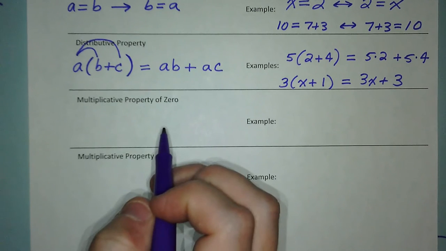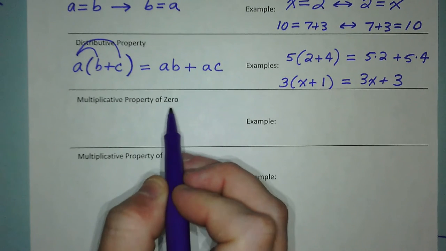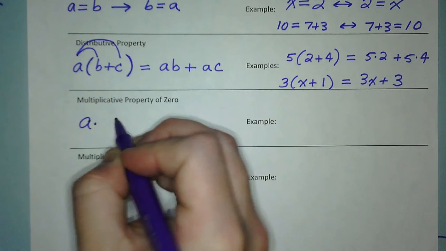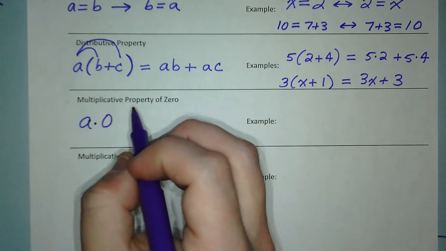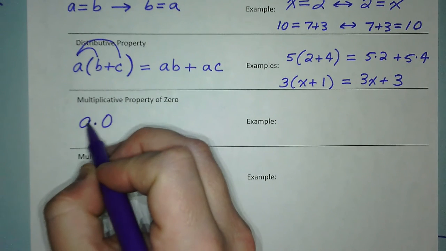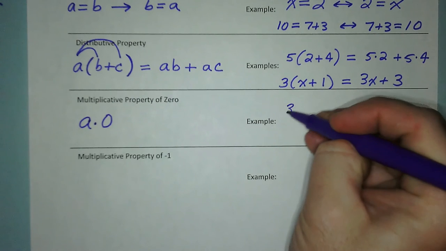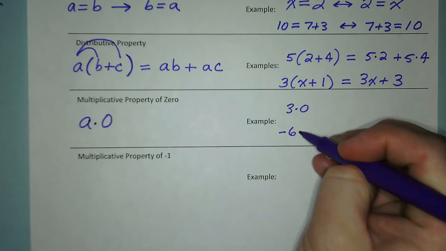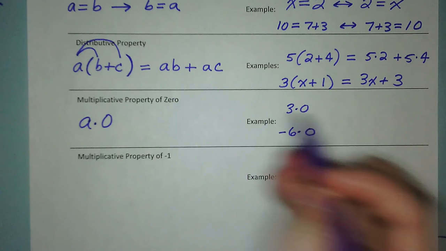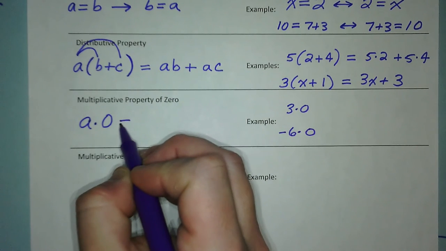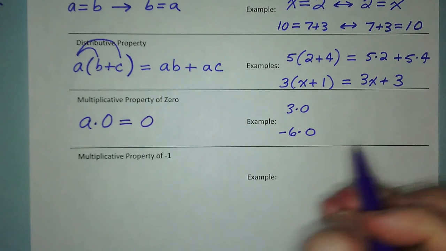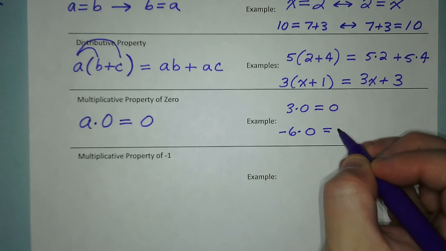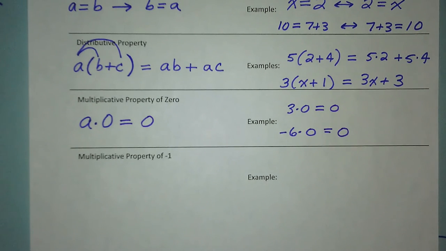Multiplicative, so we're going to be talking about multiplication. Property of 0, we're going to be involving 0. So what that means is this. When you take any number you can imagine and you multiply that number, it doesn't matter whether it's 3 times 0 or negative 6 times 0, any number times 0, you are always going to get, you said it, you know it, 0. So 3 times 0 is 0, and negative 6 times 0 is 0.